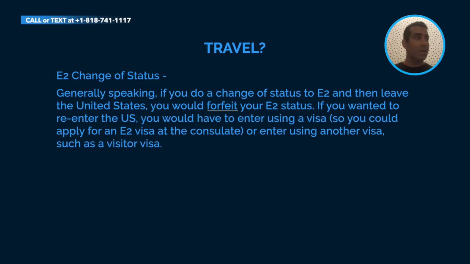This immigration lingo, these immigration rules, can get really confusing, but hopefully you're still following. Again, if you leave the United States and all you had was an E2 change of status, once you leave, you'll likely forfeit that status. And if you want to re-enter again to operate your E2 business, you will likely have to apply for an E2 visa at the consulate.